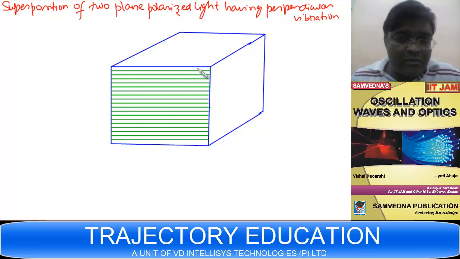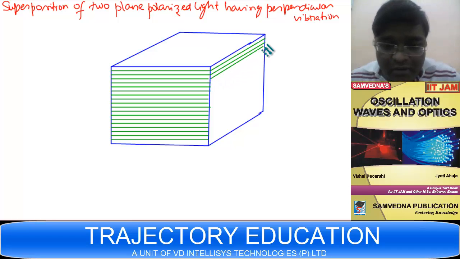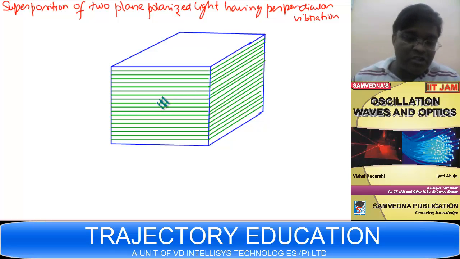So these are the planes. These are your principal sections. The principal section will be in the form of a plane like this, right? So these are the principal sections, and suppose light is falling on this principal section just in front of it.